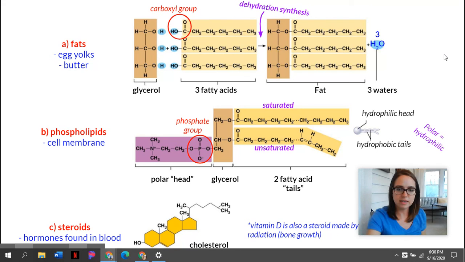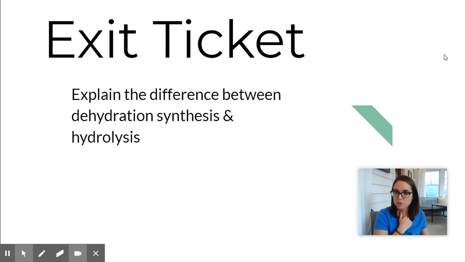Then, lastly here, this gets into what your exit ticket is, and I hope you were paying close enough attention to know the difference between dehydration synthesis and hydrolysis. I will ask your guest teacher to ask you that on your way out, and that's the first thing I'm going to see when I come back on Monday, to see if you got it. I want you to explain in your own words the difference between these two. If you want to draw a diagram of them, you sure can, but whenever you draw a diagram, be sure you add labels to help explain the concept.